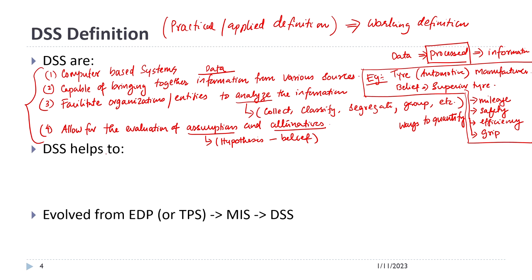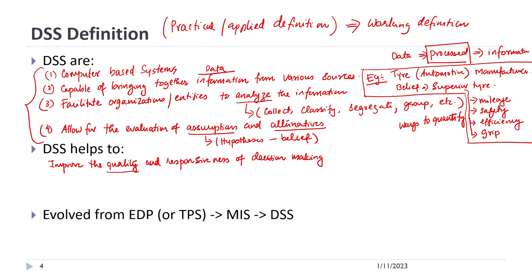So, what does the DSS help you to do? Number one, it helps you to improve the quality and responsiveness of decision making. So, you are improving the quality.